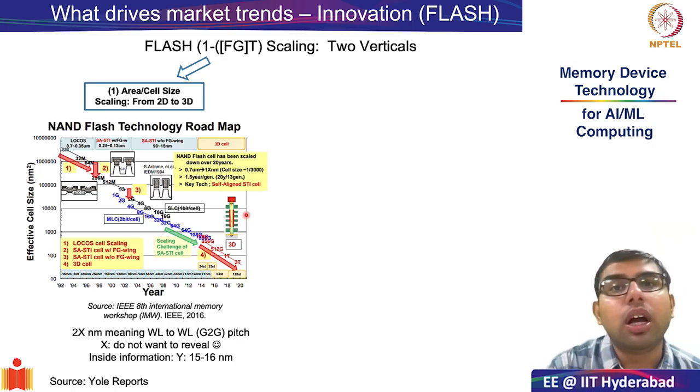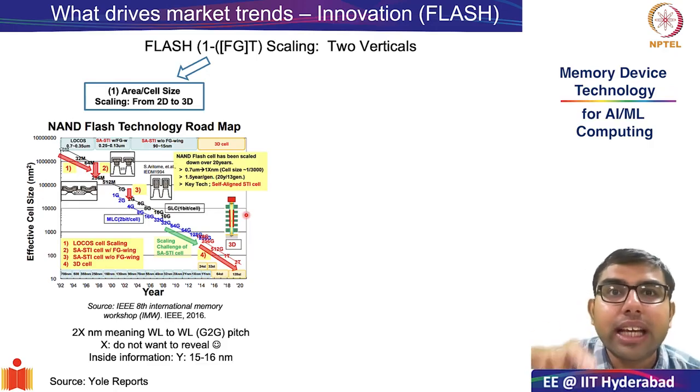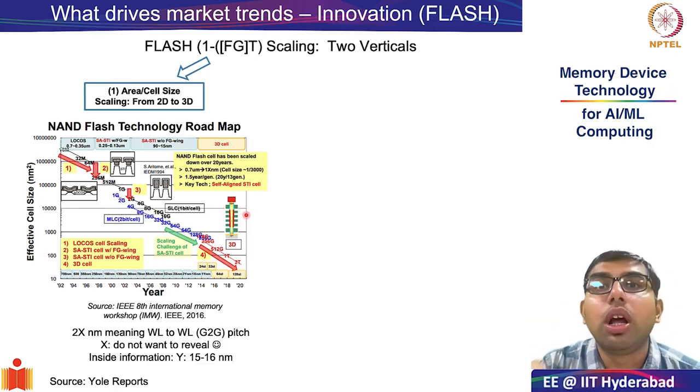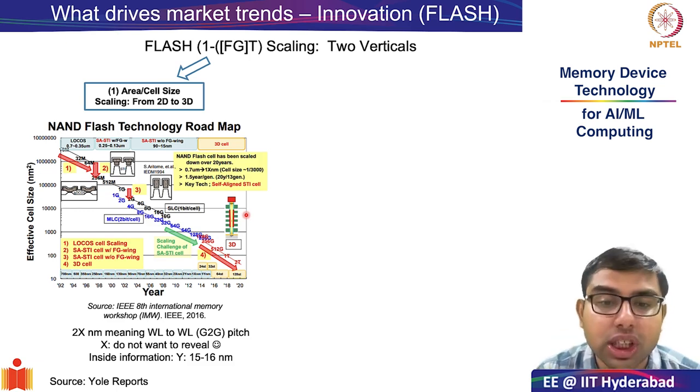Just like the contacted gate pitch was the technology metric for the SRAM, and for DRAM it was the half metal pitch.